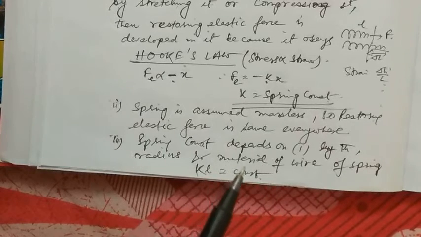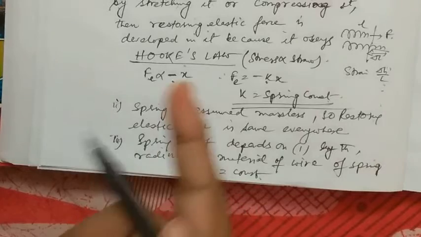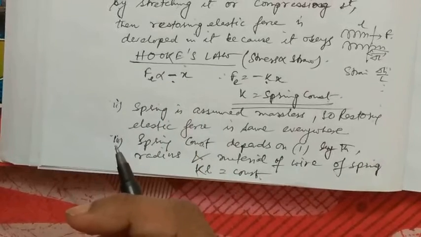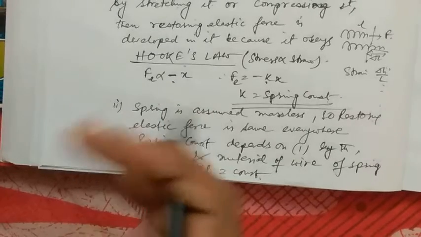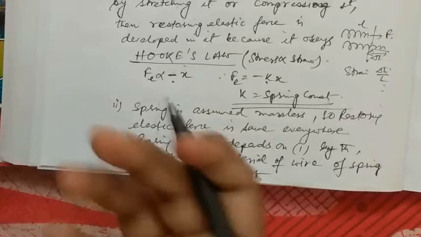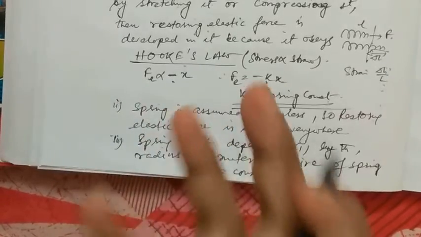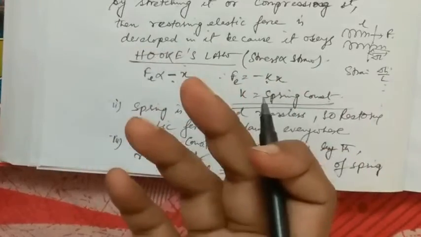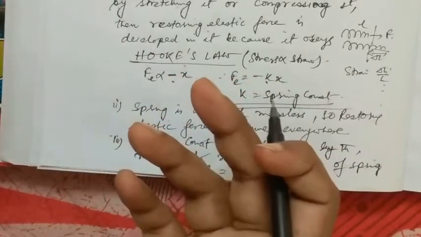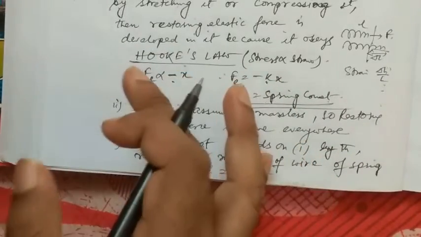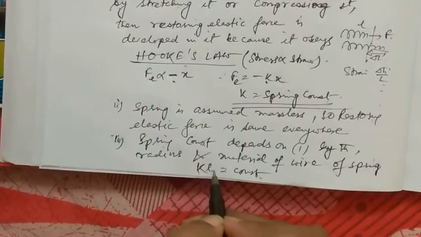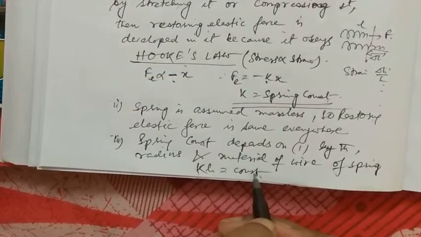That means what is K? You have studied about the spring constant where you discussed the spring balance. Suppose 10 Newton per centimeter. Therefore, it means that 1 centimeter expansion requires a force of 10 newtons. That is the value of K. So K is a constant, and K into L will also remain a constant.